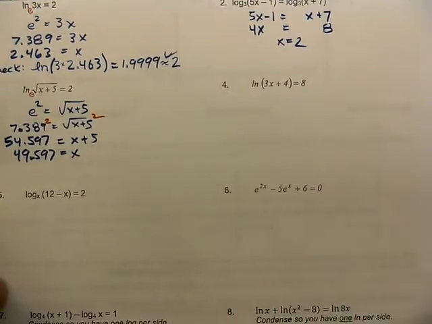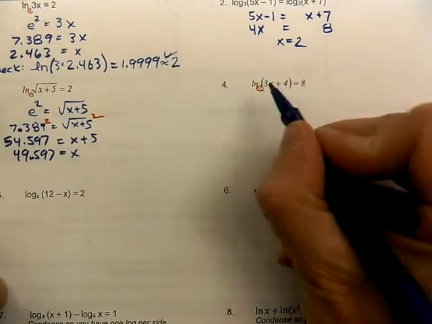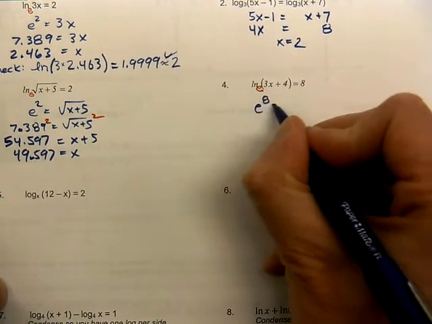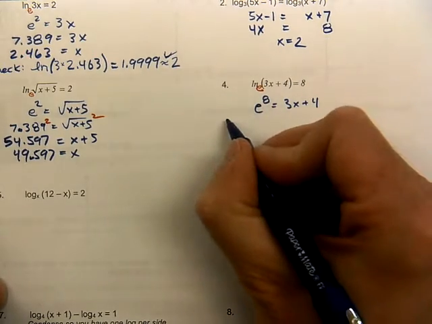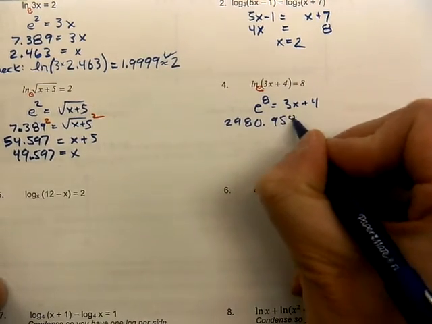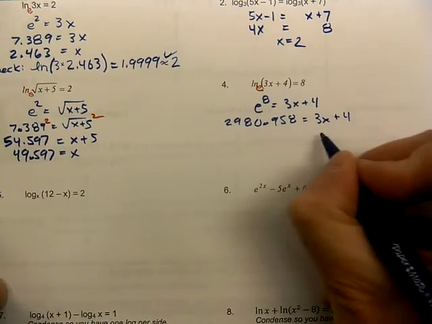Here's number 4. Once again, we have a logarithm on one side, so we'll convert that to exponential form. There's your base, there's your exponent of 8, so e to the 8th. E to the 8th equals 3x plus 4. We'll have a very large decimal value here, 2,980.958. And then we'll subtract the 4 from both sides.